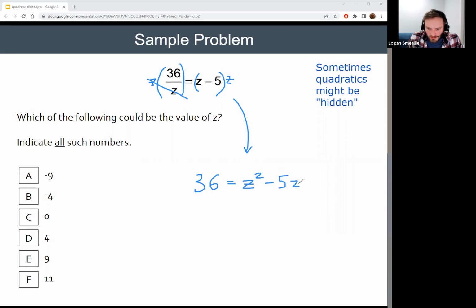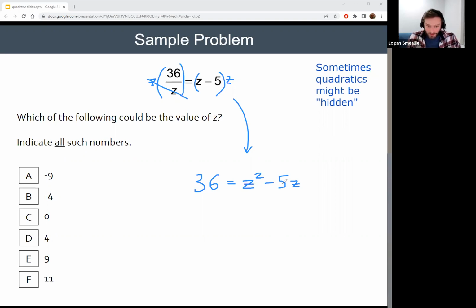5z. By the way, I learned back when I was a physics student always to write my z's like this with a line through it. I never did that before, but it's very important when you're doing math. Why? Because otherwise they look exactly like 2's. So if you ever make this mistake, a z and a 2, you can prevent that by drawing a line through your z like that. 36 equals z squared minus 5z.